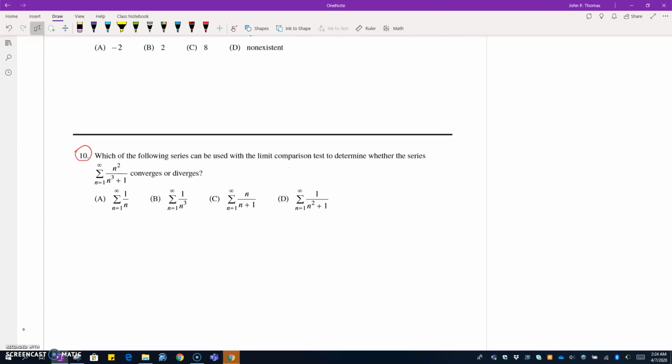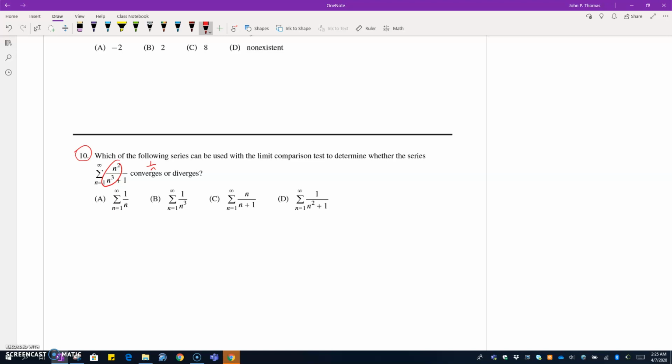Number 10 says, which of the following series can be used with a limit comparison test to determine whether the series given converges? So first thing I'm going to look at is these first 2 terms. This is a lot like a 1 over n. The top is a second degree, the bottom is third degree, which means it's going to behave similar to 1 over n, something where the top and bottom are 1 degree apart.